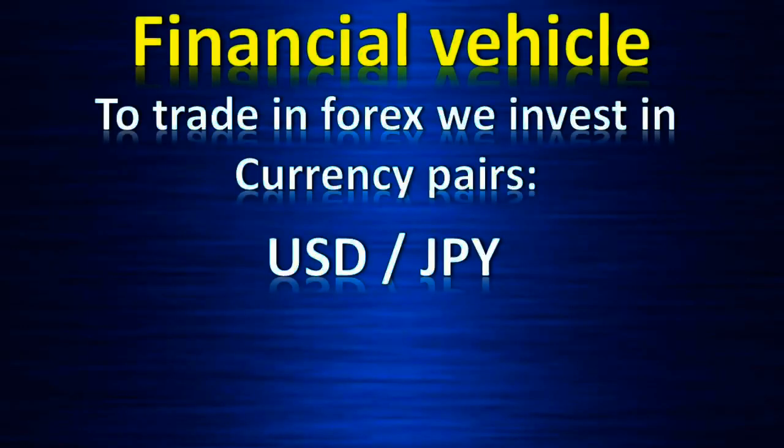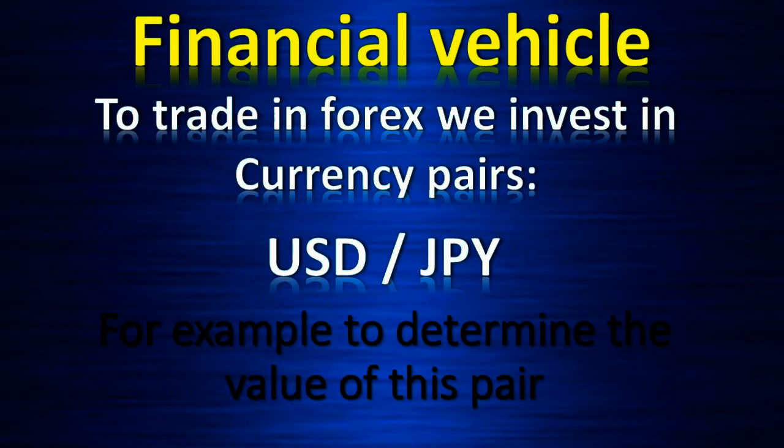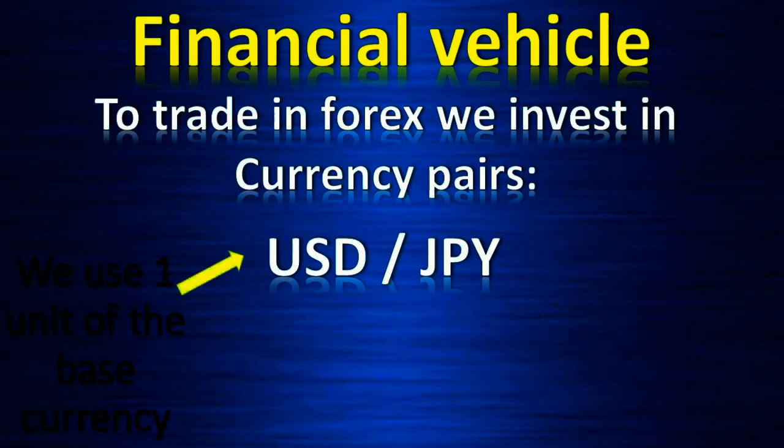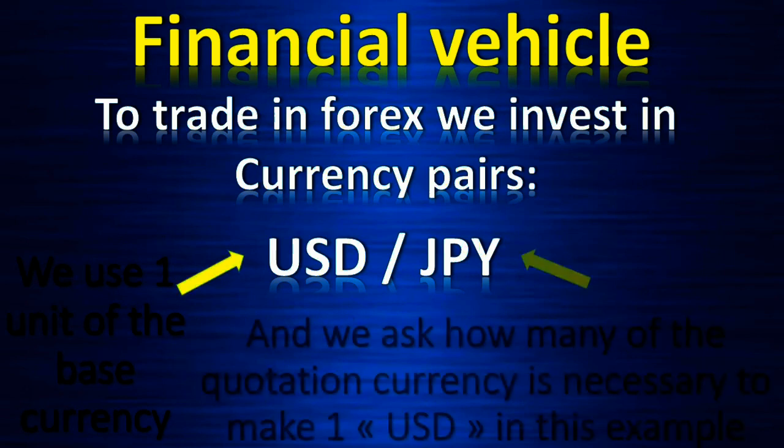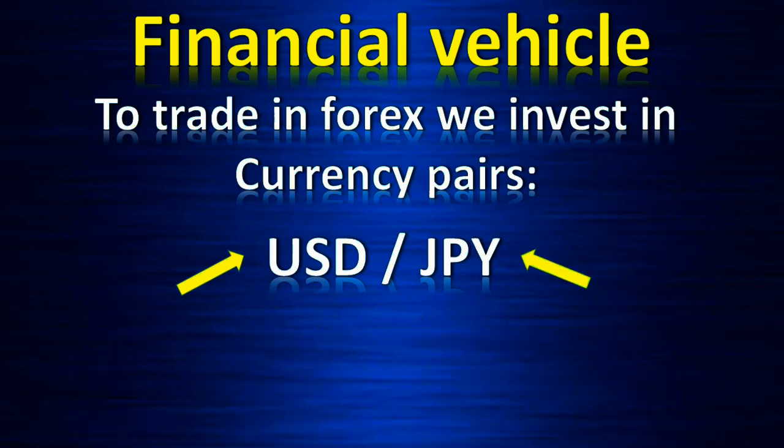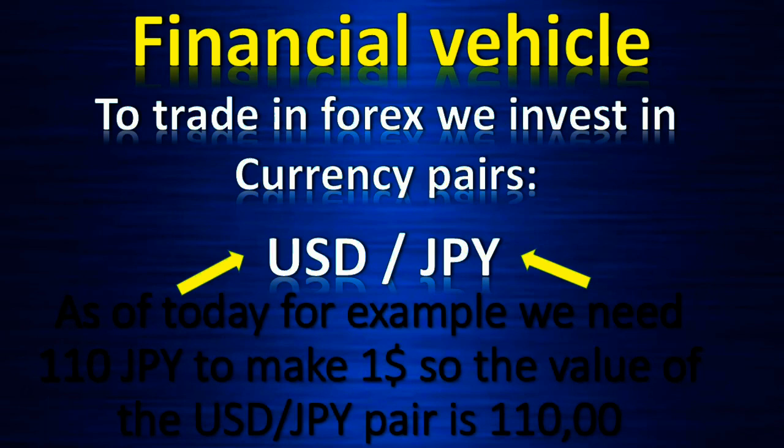Another currency pair, the USD Japanese yen. To determine the value of this pair, same principle, we use 1 unit of the base currency and we ask how much of the quotation currency is necessary to make 1 USD in this example. As of today, we need 110 Japanese yen to make $1, so the value of the USD/JPY is 110.